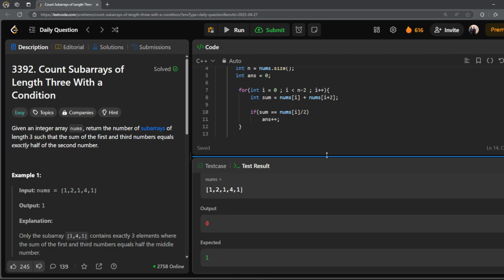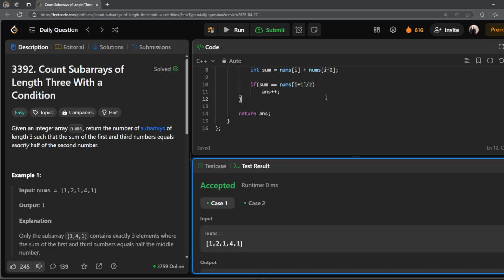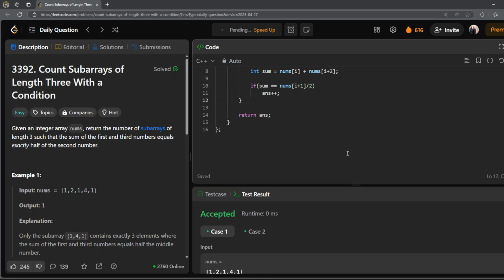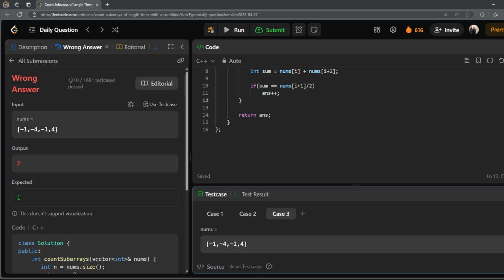Why? The sum would be 1 plus 1, nums of i plus 1, sorry. nums of i plus 1 divided by 2, right? Passes the example test cases. Let's see if it passes all the test cases. It does not. It passes 1210 out of 1691 test cases. The one which it fails is -1, -4, -1, 4.